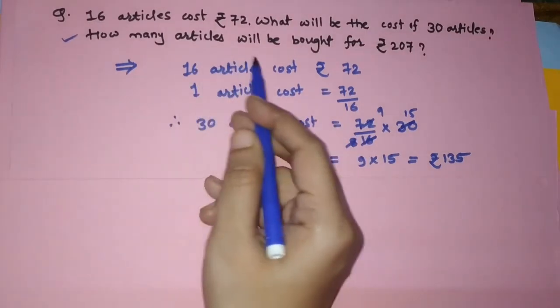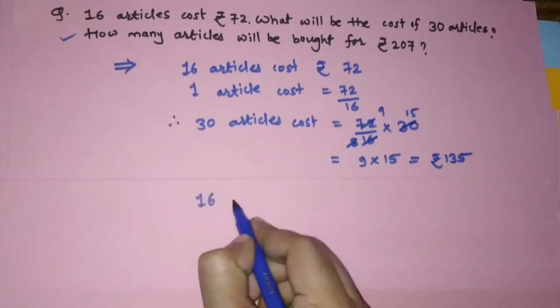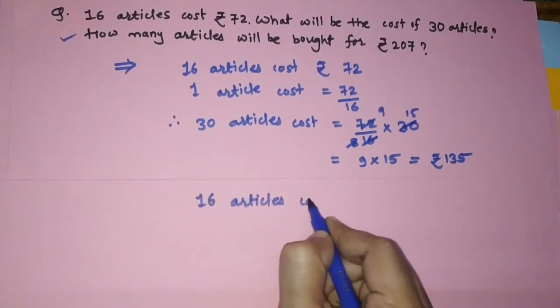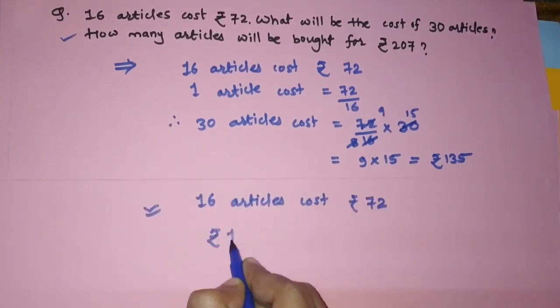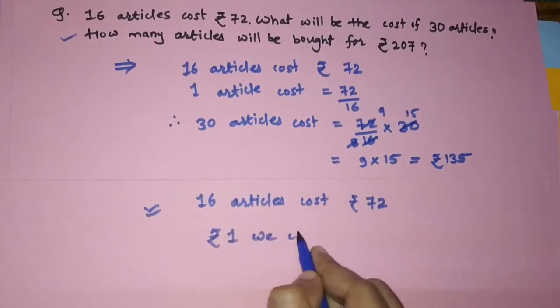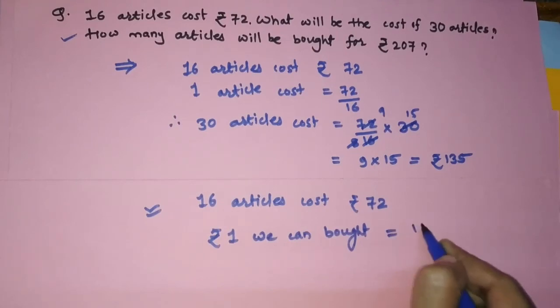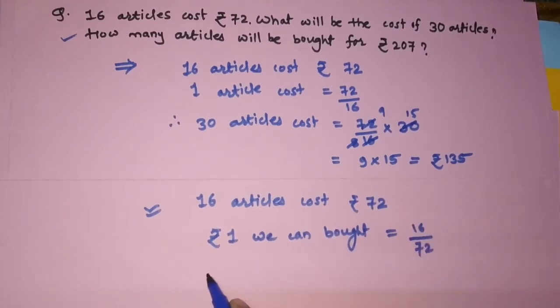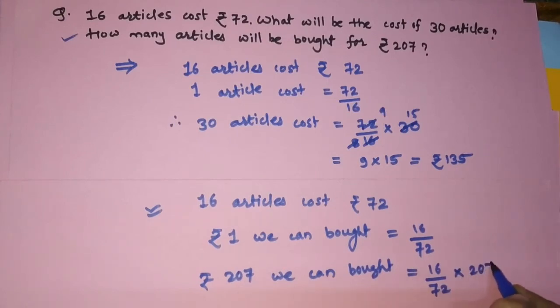So now, how many articles will be bought for rupees 207? First of all we know that the cost of 16 articles is rupees 72. From this we'll find out for rupees 1 how much can be bought. For rupees 1 we can buy 16 upon 72 number of articles. In hand you are having rupees 207. So for 207 we can buy 16 upon 72 multiplied by this 207.